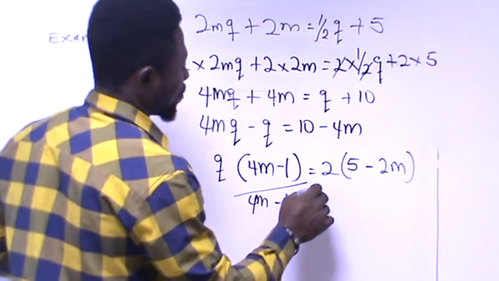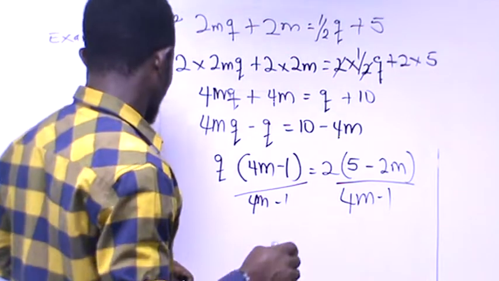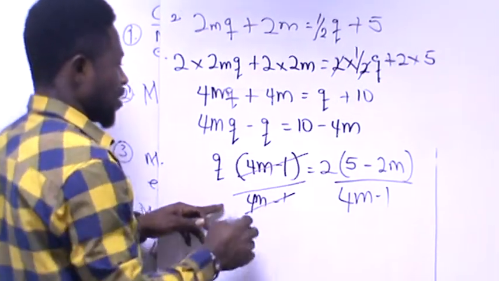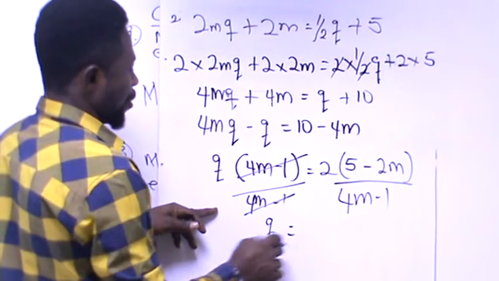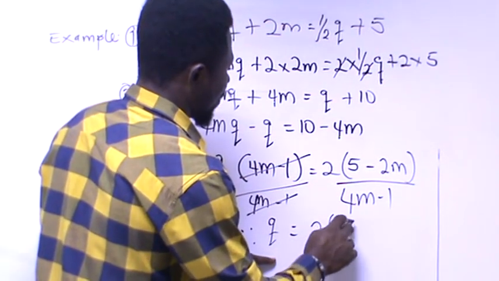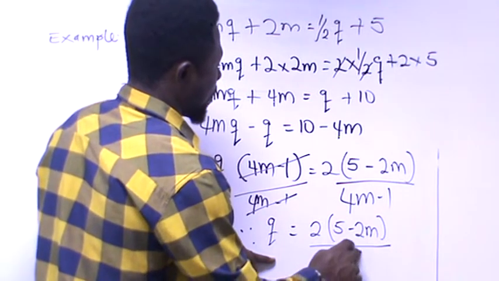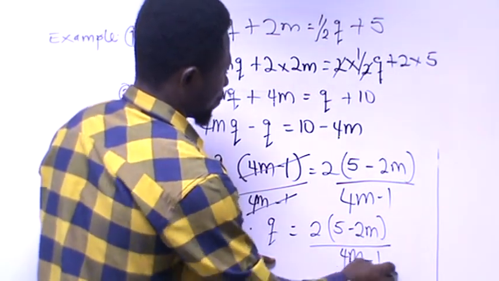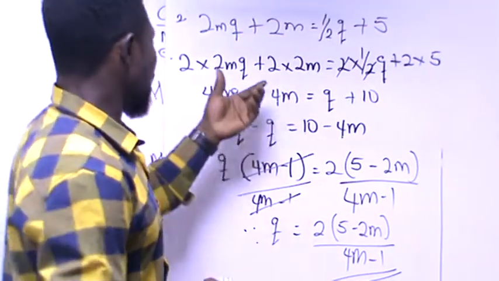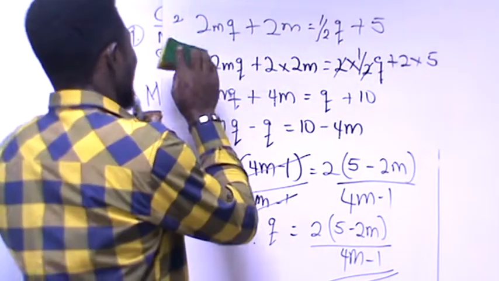So we divide both sides by 4m minus 1. And because we are looking for Q, we just take this one to cancel off this. Then we have our Q equal to 2 into bracket 5 minus 2m all over 4m minus 1. So that is how we go about making Q the subject. Very simple. So we look at the next example.